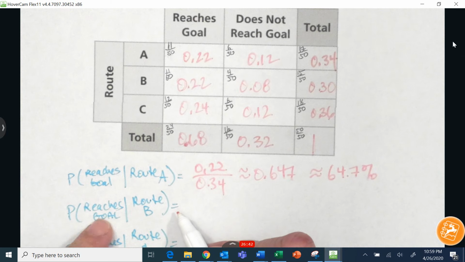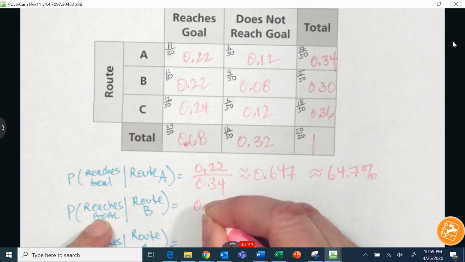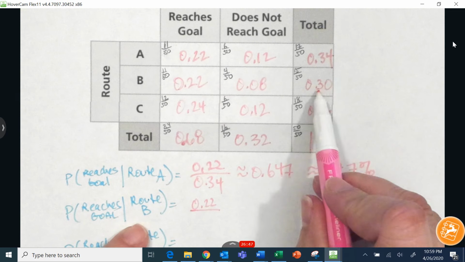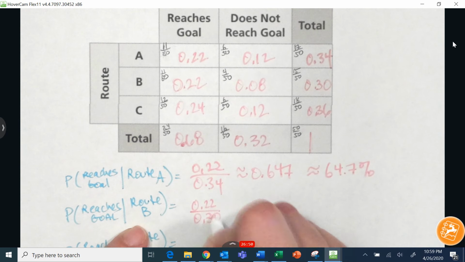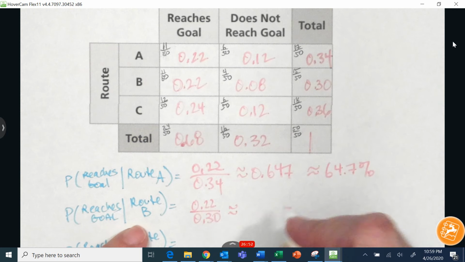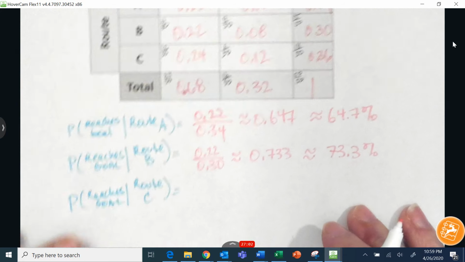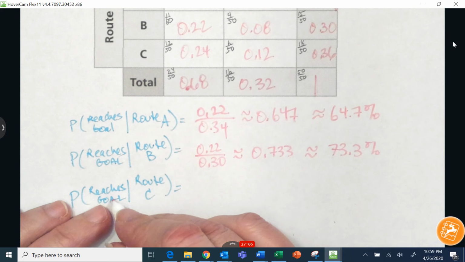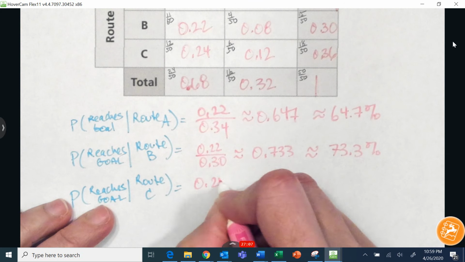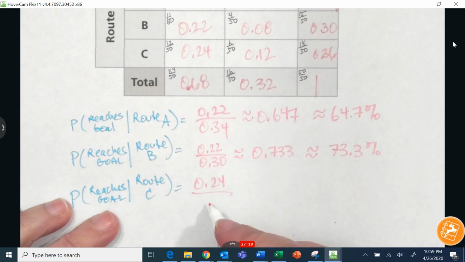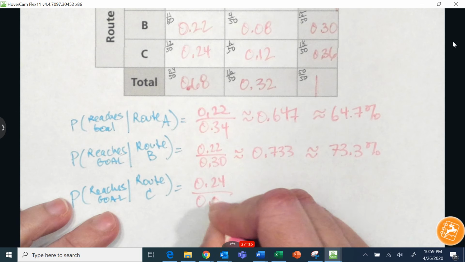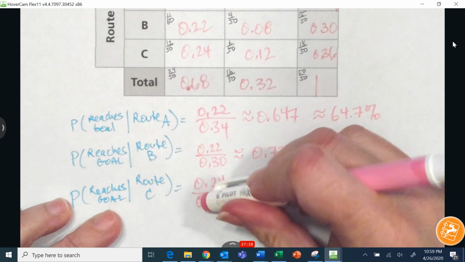Same thing for route B. Reaches the goal is also 0.22, and route B is 0.30. Type that in our calculator and we get approximately 0.733, which is about 73.3% of the time when he takes route B, he reaches his goal. And then for route C, reaches his goal is 0.24. And we're going to divide that by the total for route C, 0.36. Oops, I wrote the wrong number there.